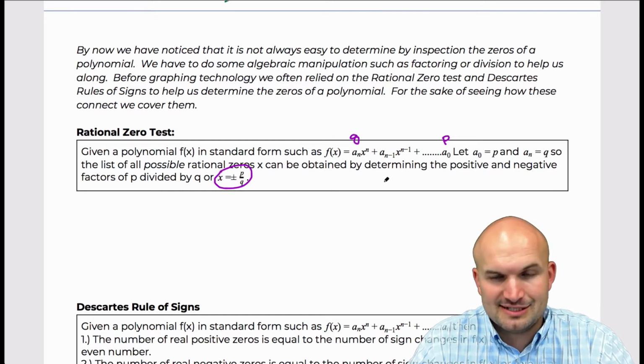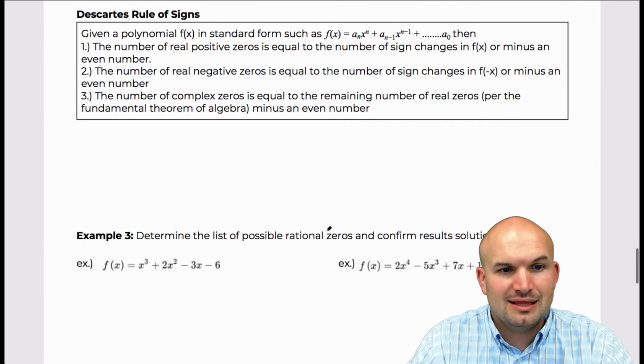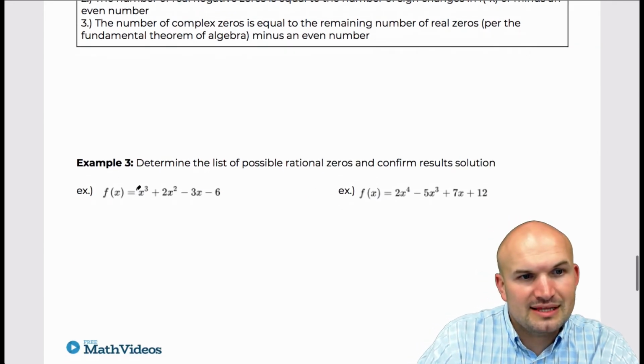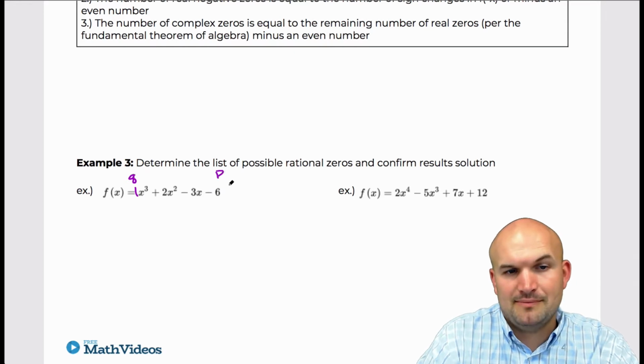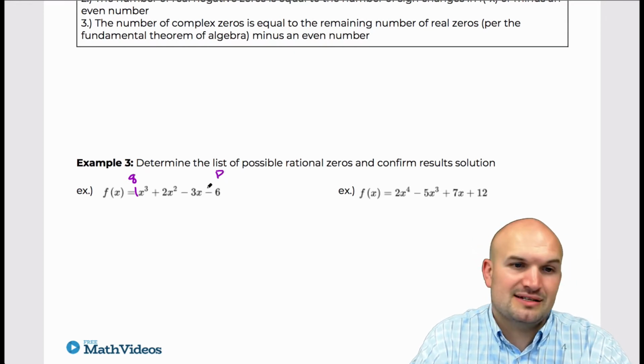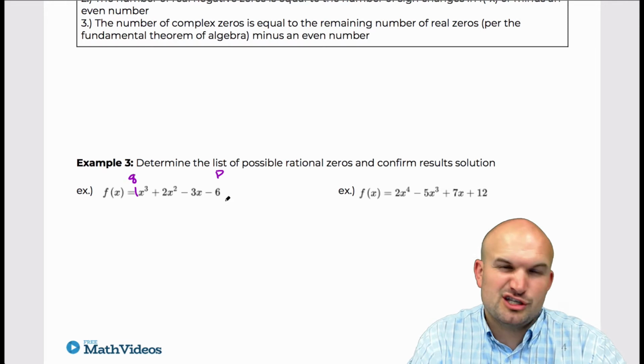It's easiest for me just to go through the example, so let's go ahead and do that. In this example, I have a 1 here, so that's going to be my Q. And here I have a P: my -6 is going to be P. Now, it doesn't really matter if it's positive or negative. You're just looking at the value.